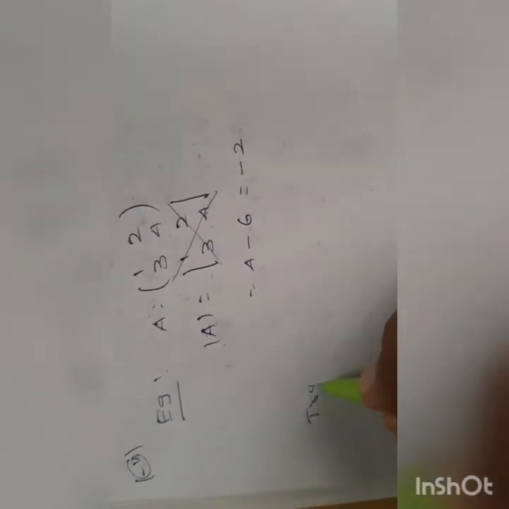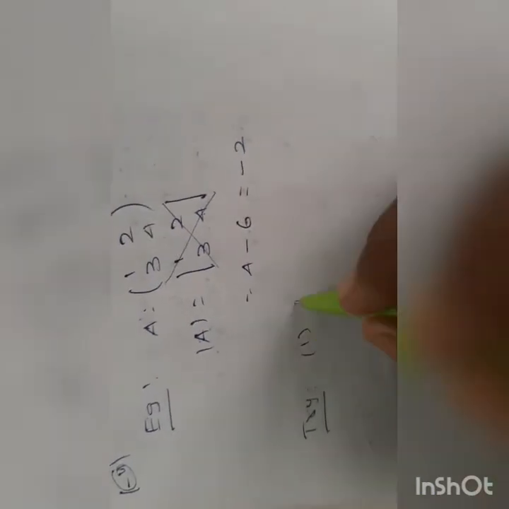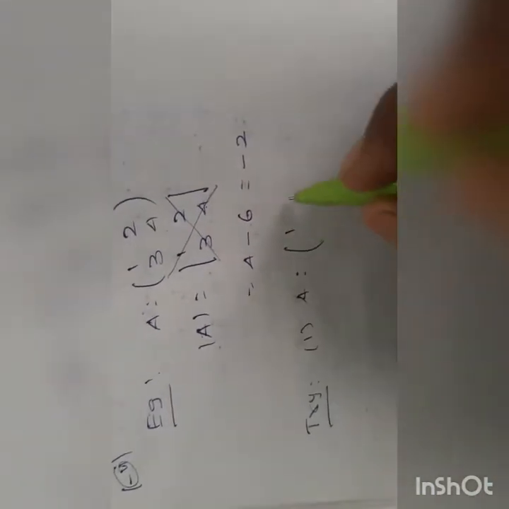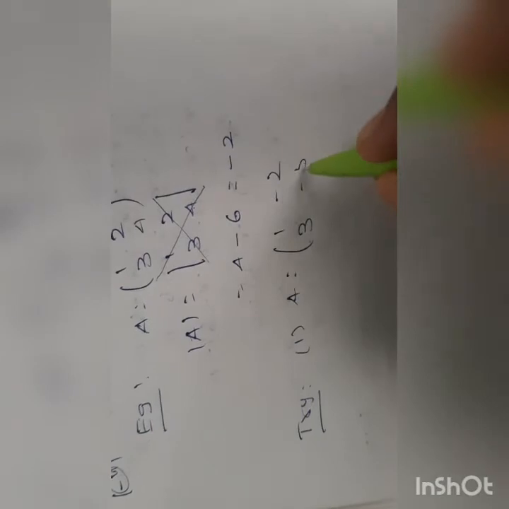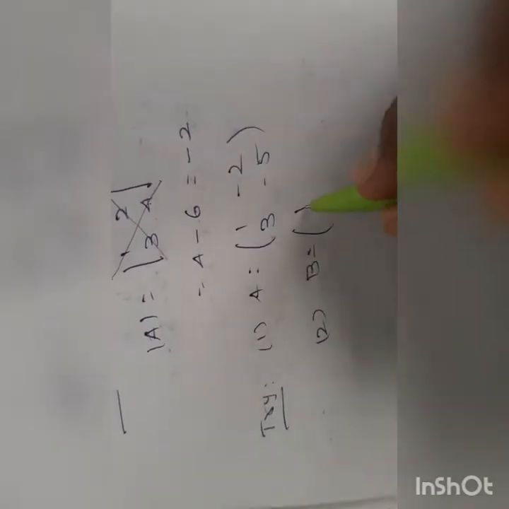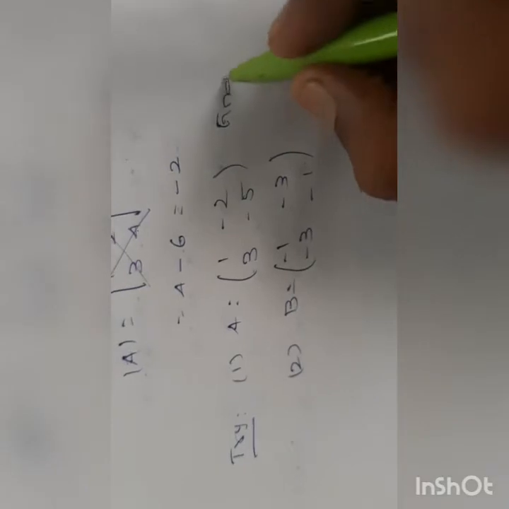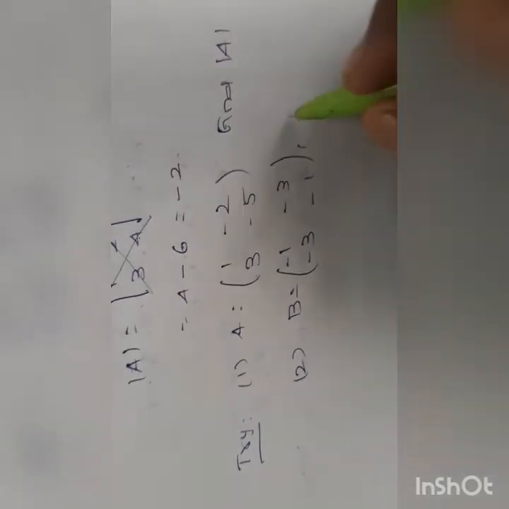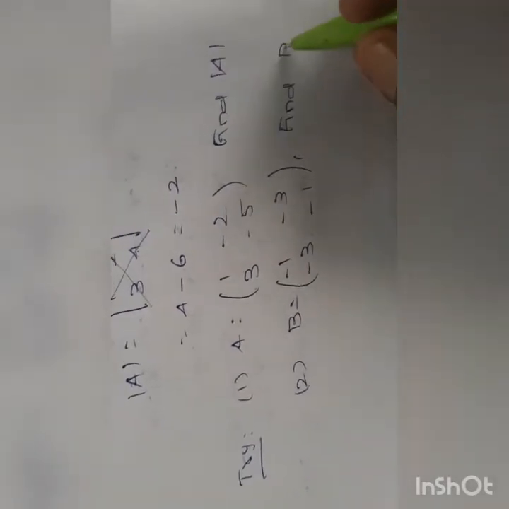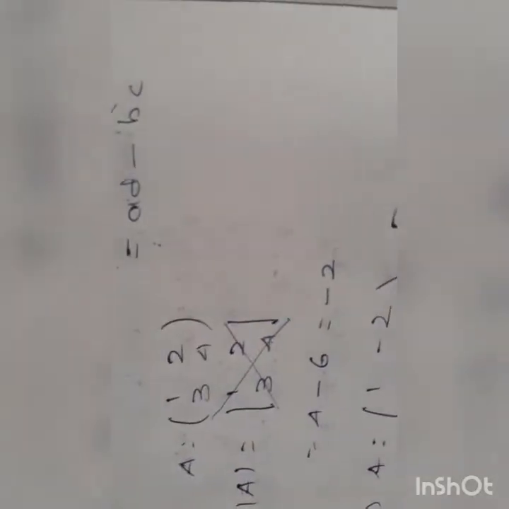Can you try these two sums? One is A equal to 1, -2, 3, -5, and the second is B equal to 1, -1, -3, -1. Find determinant A and determinant B. We will do more sums related to determinants.